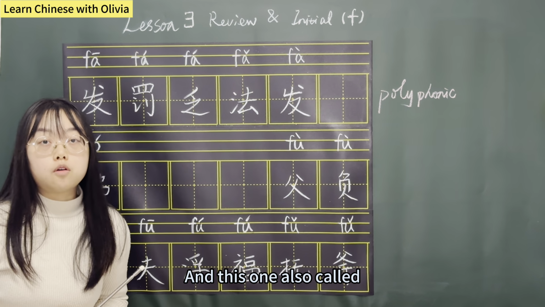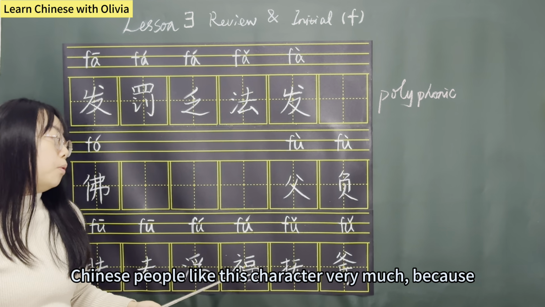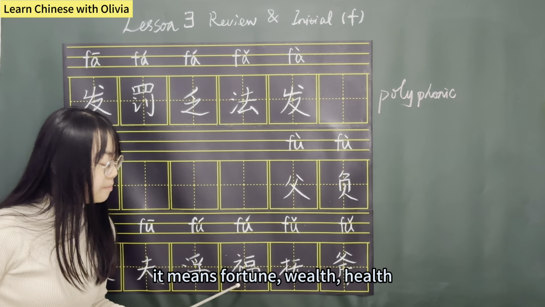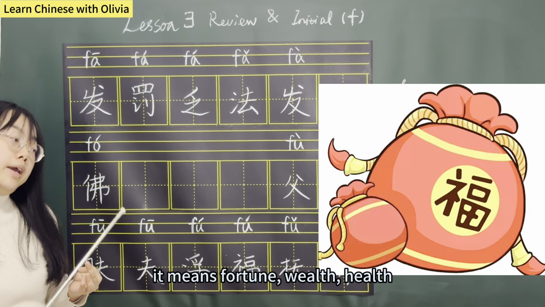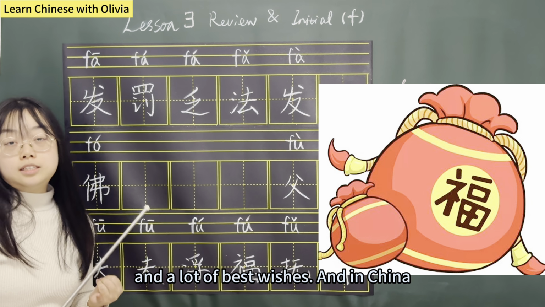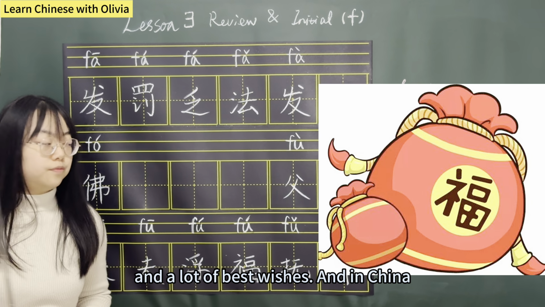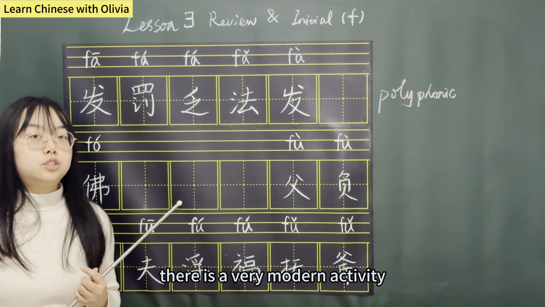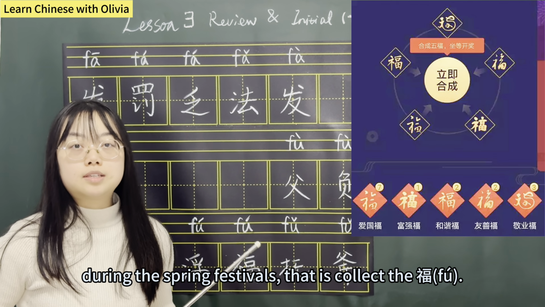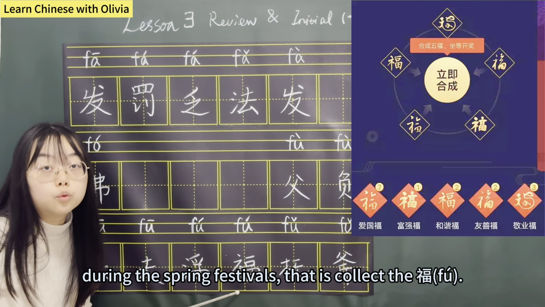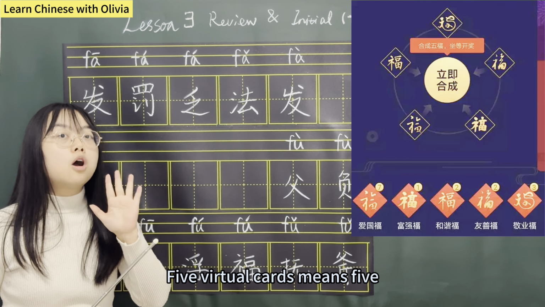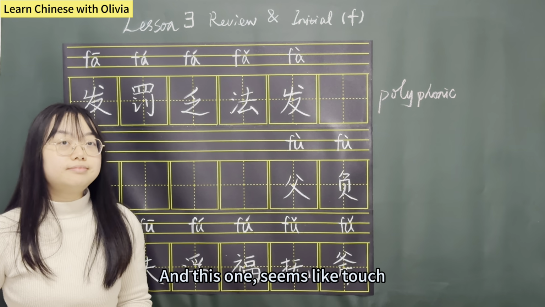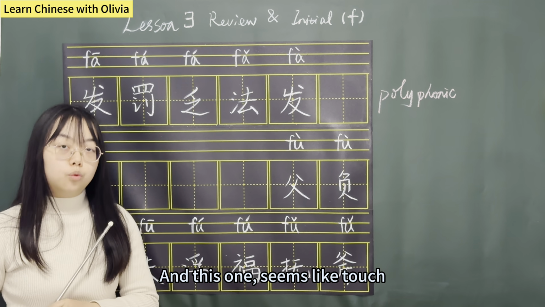And this one also called 符. Chinese people like these characters very much because it means fortune, wealth, health, and a lot of best wishes. 符. So in China, there is a very modern activity during the spring festivals that is collect the 符. 5 virtual card means 5 different types of good blessings. 福.